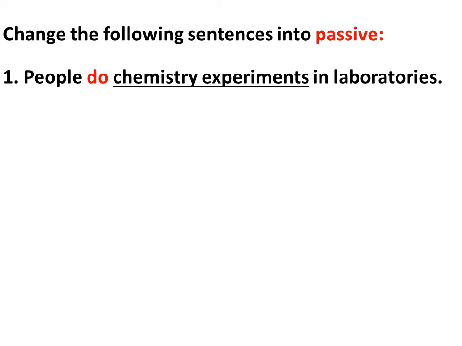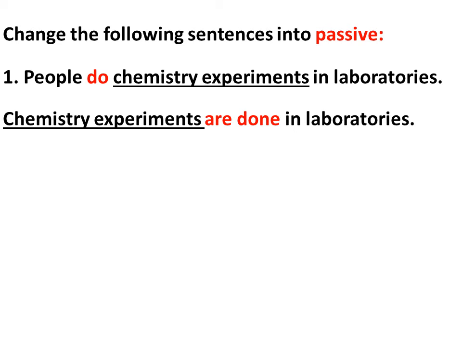People do chemistry experiments in laboratories. Okay. Think. Very good. We started the sentence with the object, which is here, chemistry experiments, are done in laboratories. Are here is the verb to be, because experiments are plural. Done is the past participle of do. Chemistry experiments are done in laboratories.